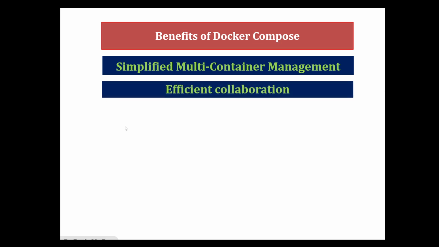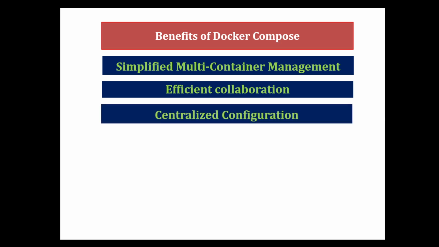Next is efficient collaboration. Docker Compose configuration files are easy to share, so we can facilitate collaboration among developers, operation teams, and other stakeholders. So with this, we can maintain the workflows, and achieve faster issue resolution and overall efficiency. Next is centralized configuration. So we can manage ports, volumes, environment variables, and dependencies in one place.